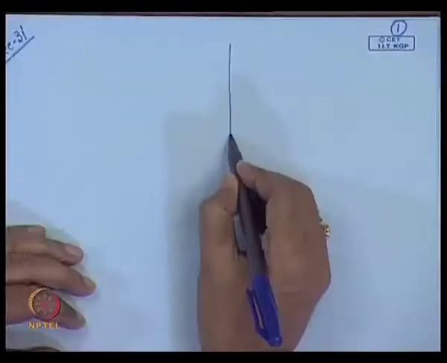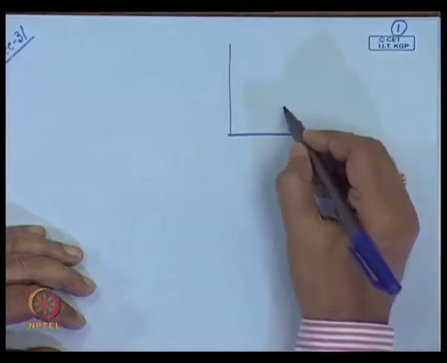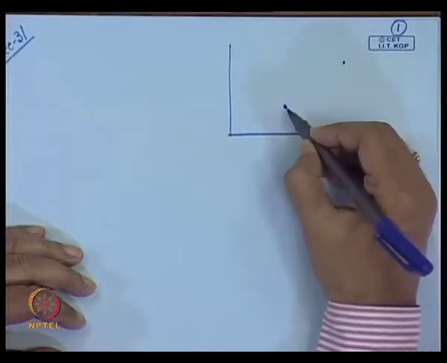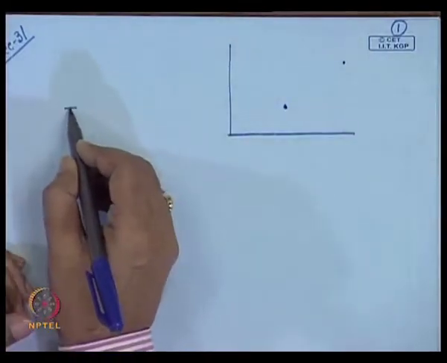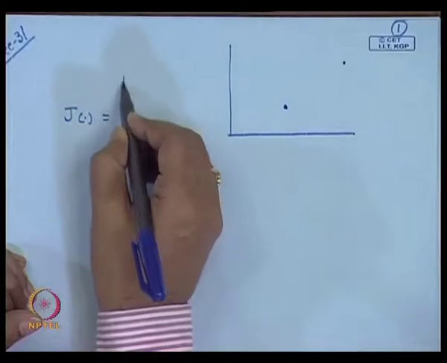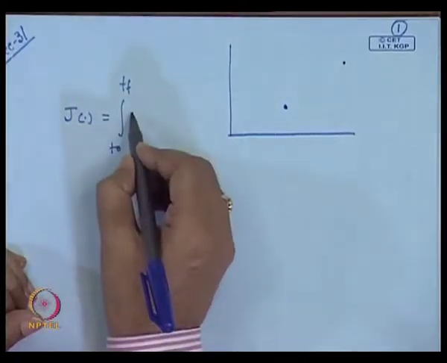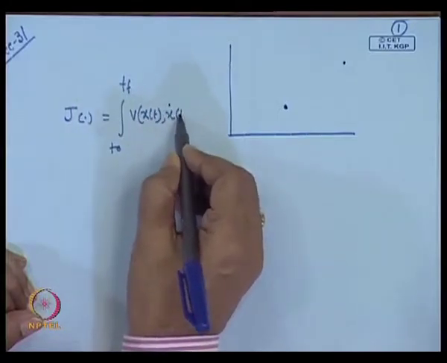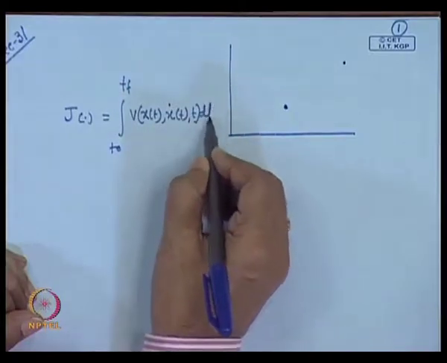So, last class we were discussing how to optimize a functional. A functional is nothing but a function of a function. If you recollect, our problem is that A is a point and B is another point. Then our problem is to minimize J, a functional, which is expressed mathematically as the integral from t0 to tf of V(x(t), x dot(t), t) dt.